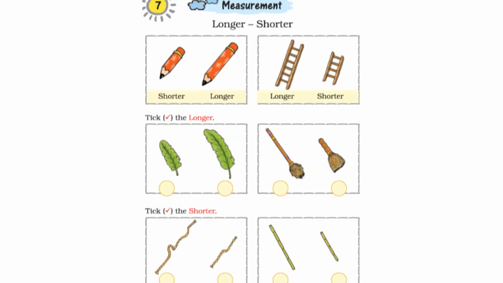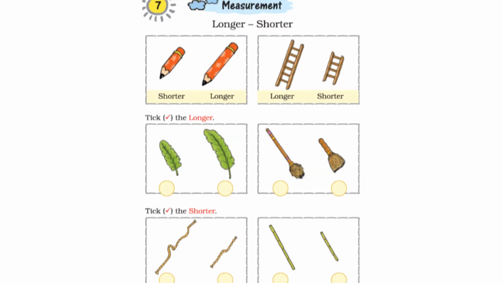Okay, and if we are comparing more than two things at a time, then we are going to use EST for that particular word. For example, shortest, longest, highest, or thinnest. These things, okay? EST. So if you are clear with this thing, we will start with first page of this chapter. Let's begin.